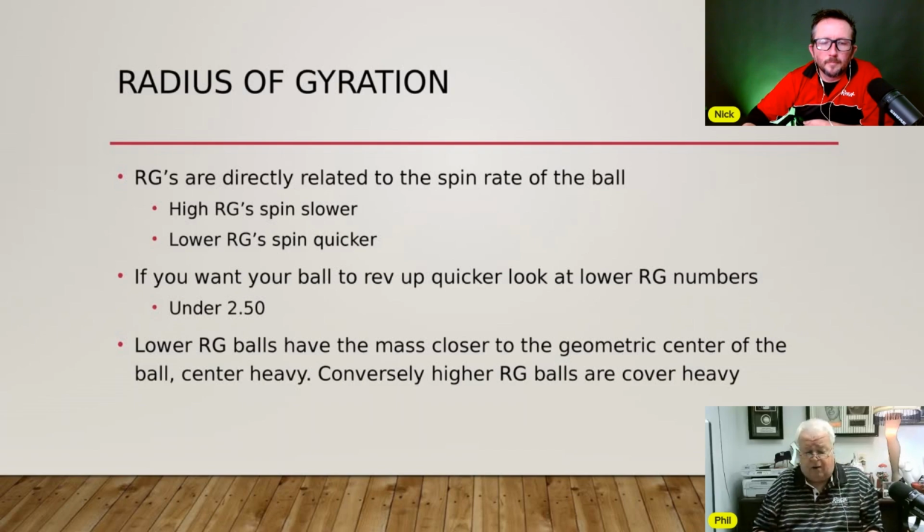So people that are speed dominant, and they want the ball to go into a roll, look for low RG numbers as a start. They don't have as big of an impact maybe on the ball performance as they did years ago, because we have a lot more knowledge about total diff and intermediate diffs, and also the cover stocks. But lower RGs, like I said a little while ago, the mass is closer to the geometric center of the ball. It's center heavy. Conversely, the high RG balls are cover heavy.